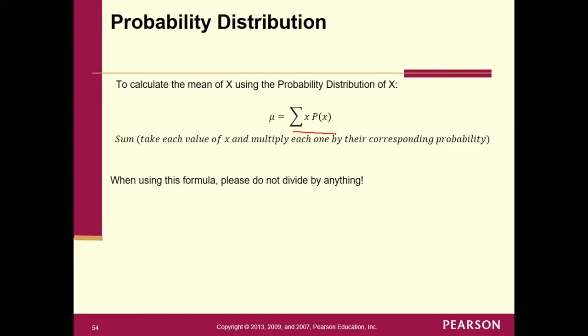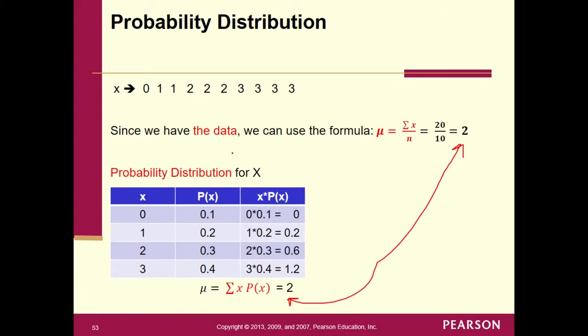Since there's no n in the formula, it doesn't matter how many actual pieces of paper are in the hat. It doesn't matter if there are 10 pieces of paper in the hat or a billion, as long as we know that 0 shows up 10% of the time, 1 shows up 20% of the time, 2 shows up 30% of the time, 3 shows up 40% of the time. Doesn't matter if there are 10 trillion pieces of paper. As long as we know that information, we know what the mean is going to be. It's going to be 2.